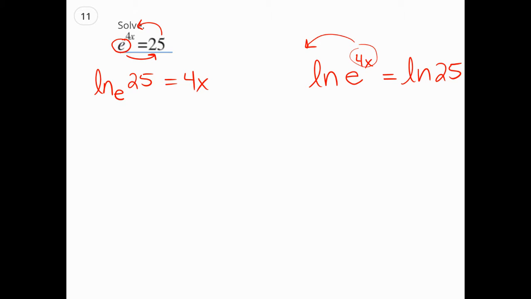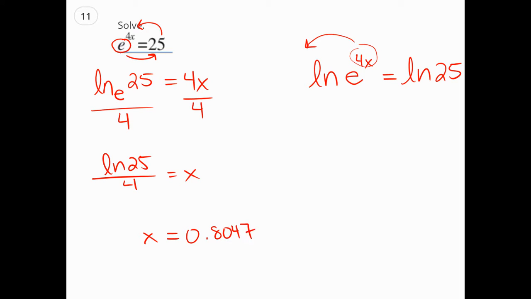It's very similar to the last one. If you stick with the rewriting it as a log equation from here, this natural log base e of 25 is something you can put in your calculator. So all you would have to do is actually divide both sides by 4. So you'd have natural log 25 divided by 4 equals x. When you calculate that out, you get 0.8047.